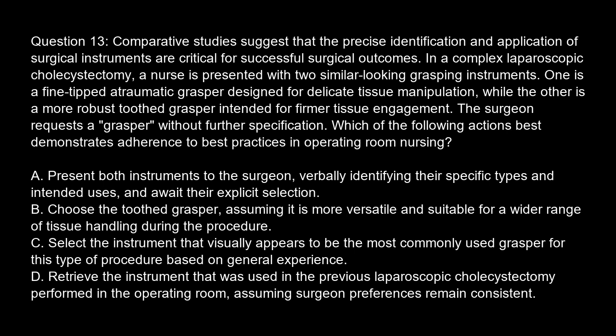Option A. Present both instruments to the surgeon, verbally identifying their specific types and intended uses, and await their explicit selection. Option B. Choose the toothed grasper, assuming it is more versatile and suitable for a wider range of tissue handling during the procedure. Option C. Select the instrument that visually appears to be the most commonly used grasper for this type of procedure based on general experience. Option D. Retrieve the instrument that was used in the previous laparoscopic cholecystectomy performed in the operating room, assuming surgeon preferences remain consistent.